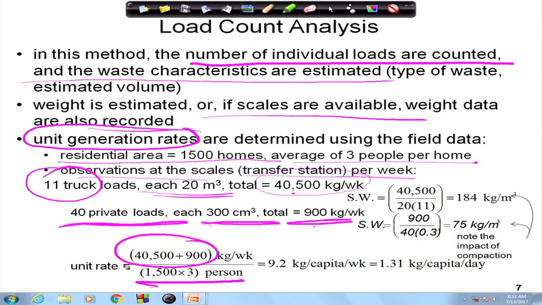So this is the amount of waste produced. This is the total population. So unit rate we can calculate as 9. If you do the math, add this up, divided by 4500, and you will get 9.2 kg per capita per week. So that is per week data.